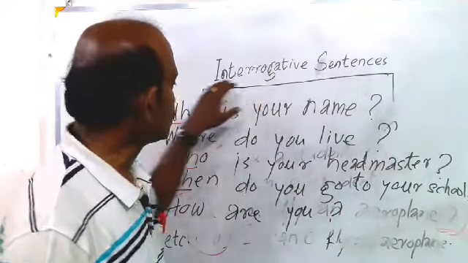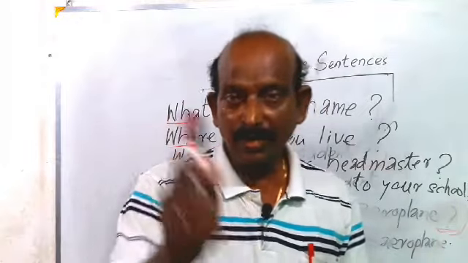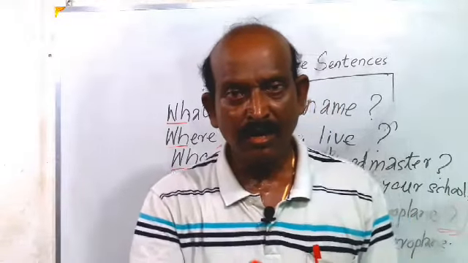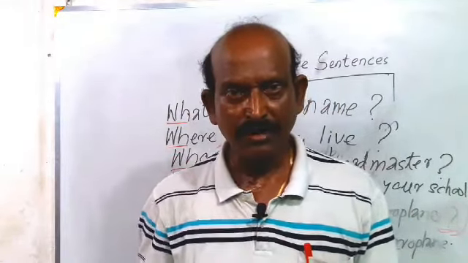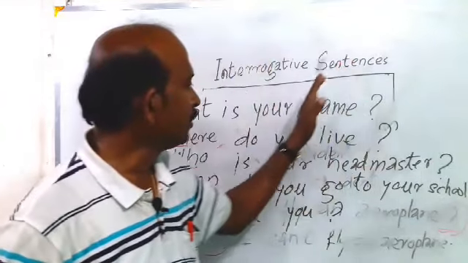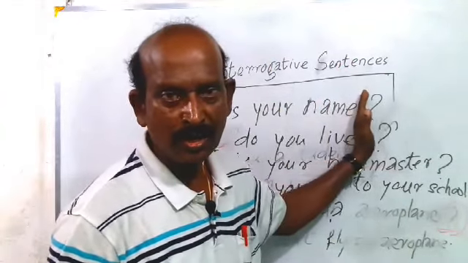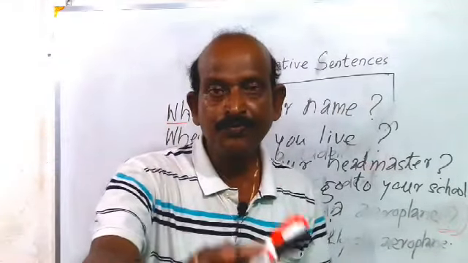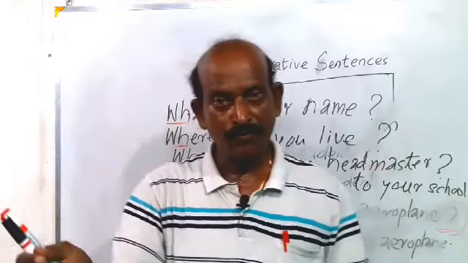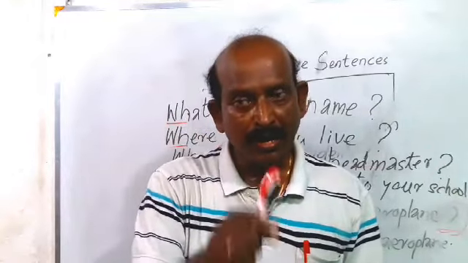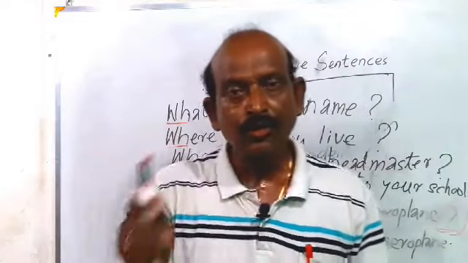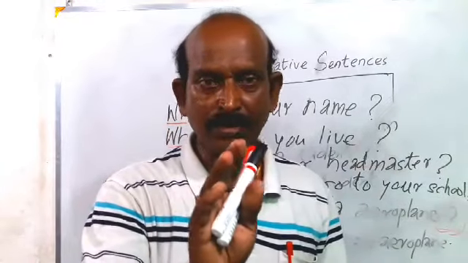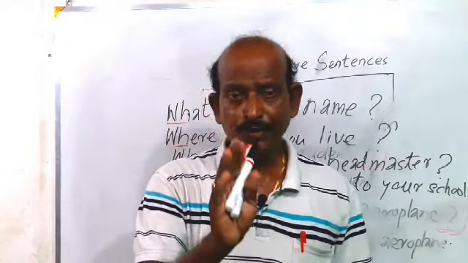And all the interrogative sentences, that means yes-no type interrogative sentences and WH type interrogative sentences, end with a question mark. Am I clear? All the interrogative sentences end with a question mark. And in the yes-no type interrogative, which I already taught you previously, we get the answer either yes or no. And in the WH type question, we get the answer as a statement. Am I clear? I hope you must have understood this.